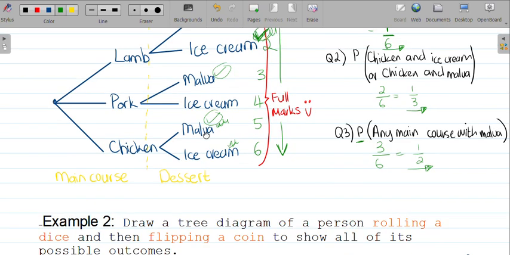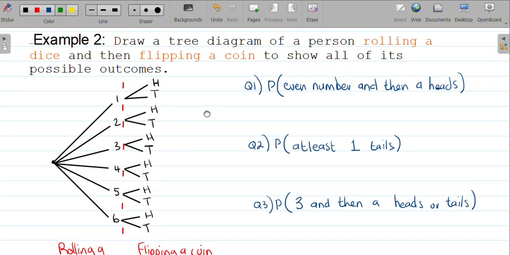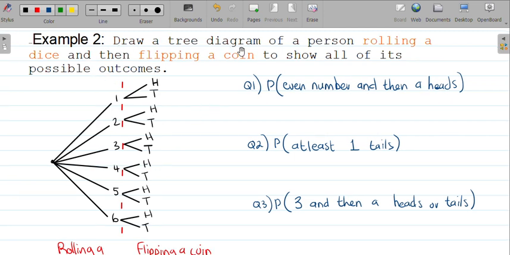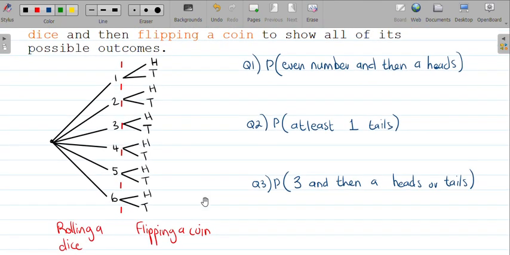Let's have a look at the final and second example. The example is: draw a tree diagram of a person rolling a dice, that's event number 1, and then flipping a coin, to show all of its possible outcomes. So let's do that again. What I did here in red is show you how to split the 2 different situations or events, but you don't need to do that in your test once again.